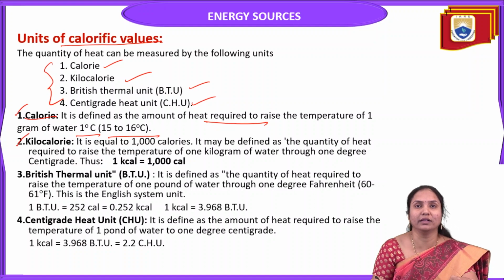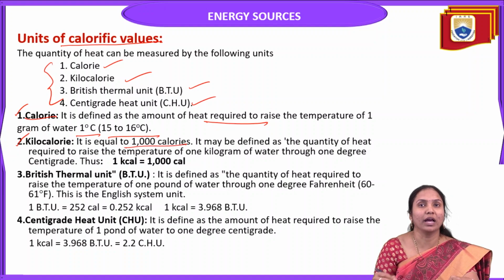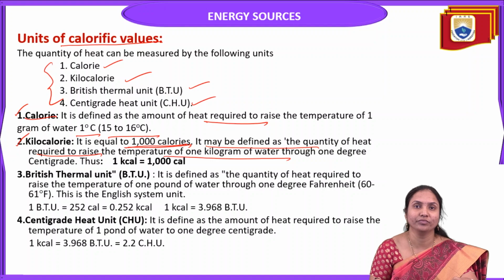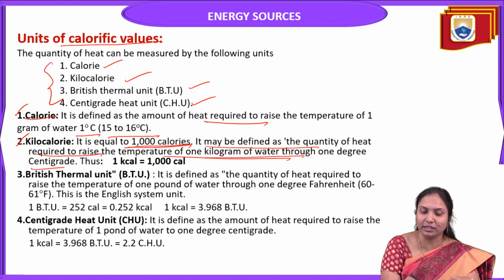Next one is kilocalorie. It is equal to 1000 calories. Calorie means the amount of heat required to raise the temperature of 1 gram of water, and 1 kilocalorie is equal to 1000 calories. It may be defined as the quantity of heat required to raise the temperature of 1 kilogram of water through 1 degree centigrade.